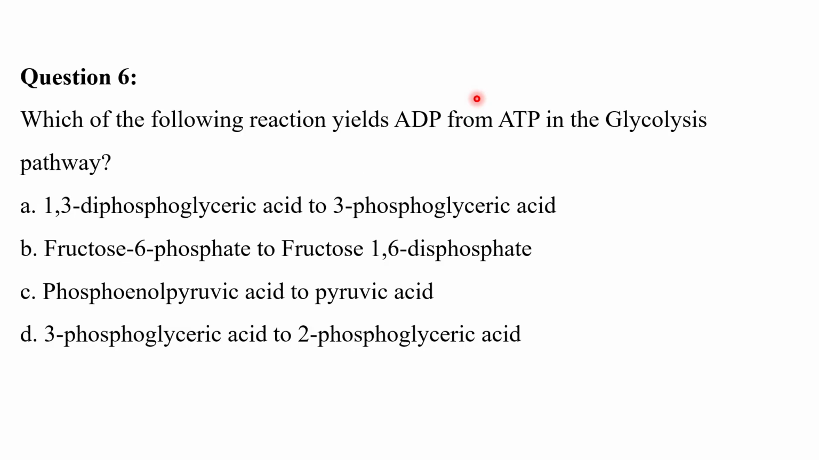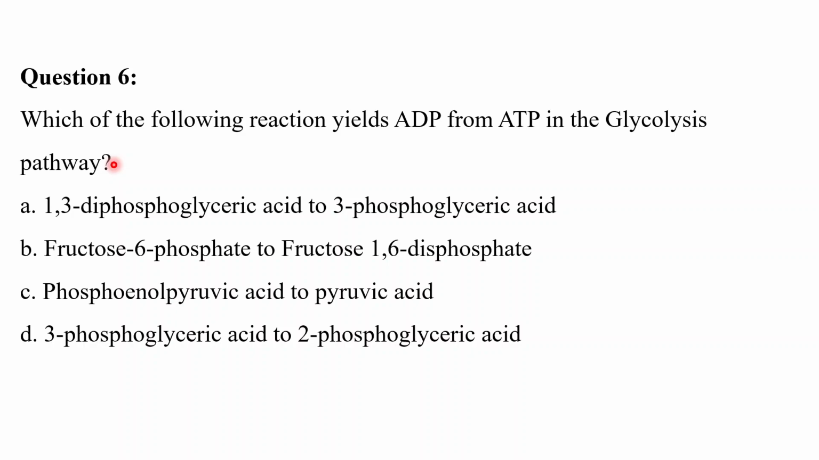The next question, question number 6: which of the following reactions yields ADP from ATP in the glycolysis pathway? We have seen the glycolysis pathway, and I've told you that there are some enzymes, some forms of kinases, that take a phosphate group from one substrate and deliver it to another substrate.